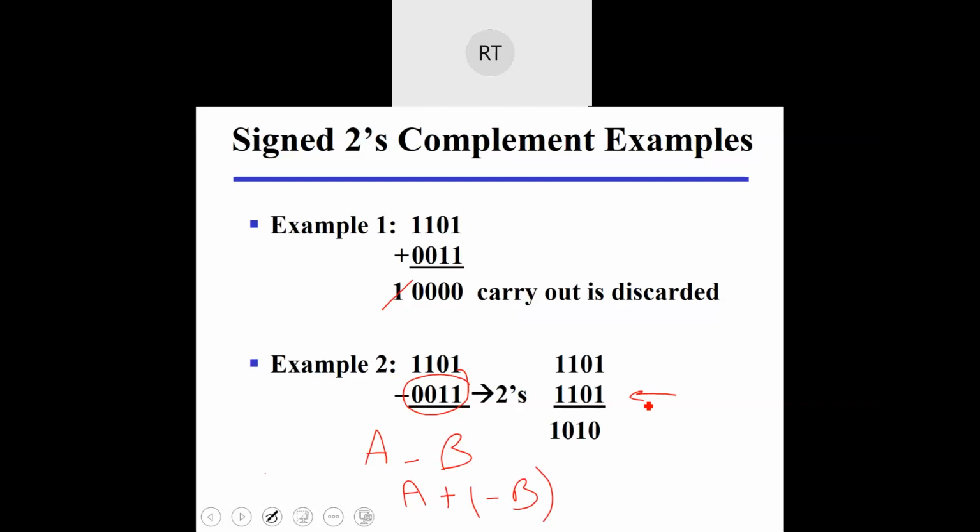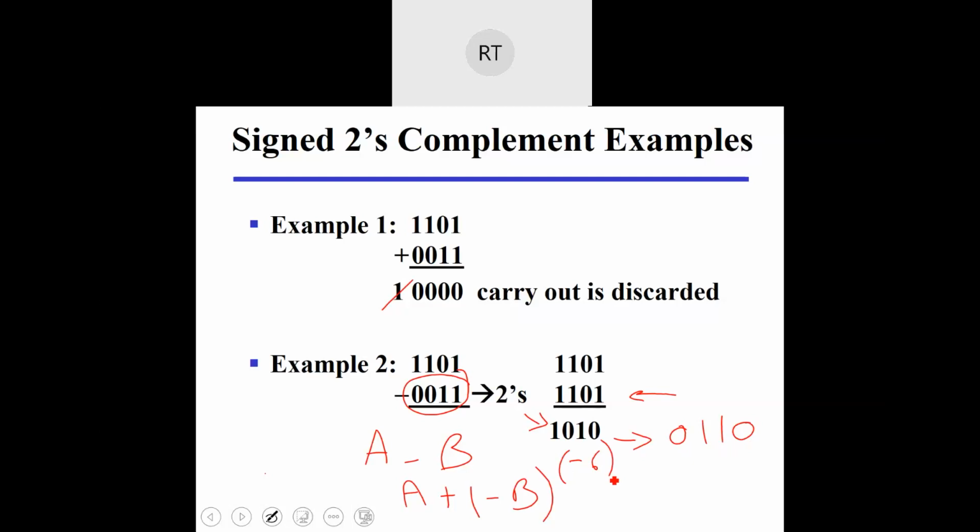But here you detect the answer. How? You look at the most significant bit. If it is 1, it means that this number is negative. How do you know the original number of it? You keep going until you reach the first one, then you complement the rest. So this is going to be minus 6. Okay?